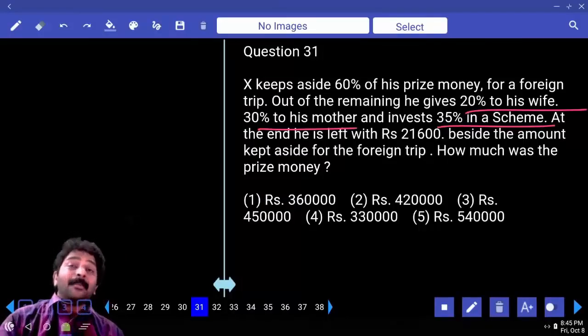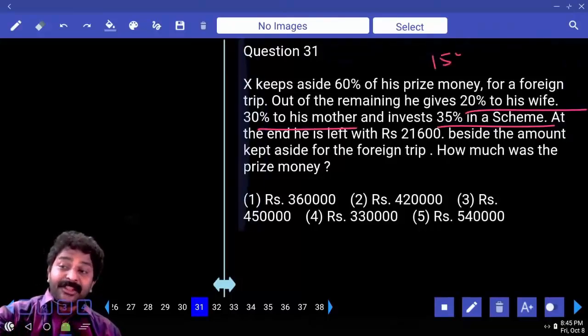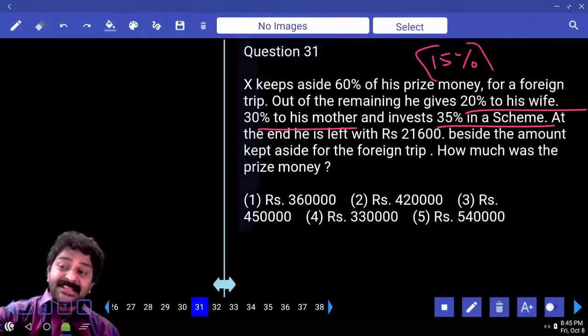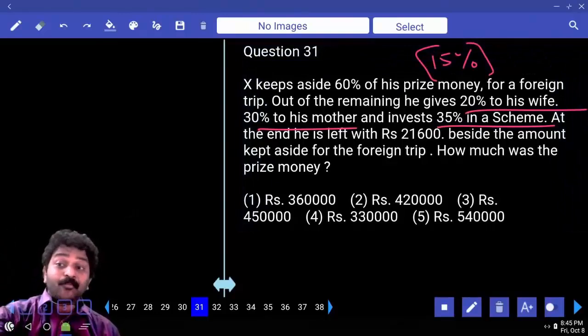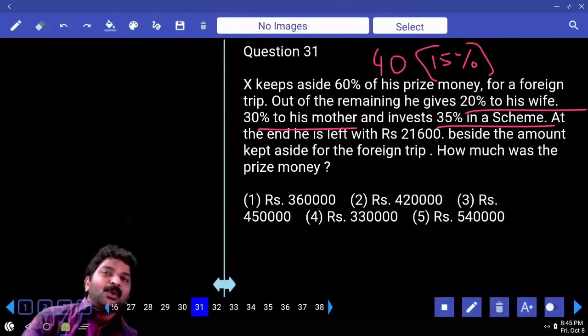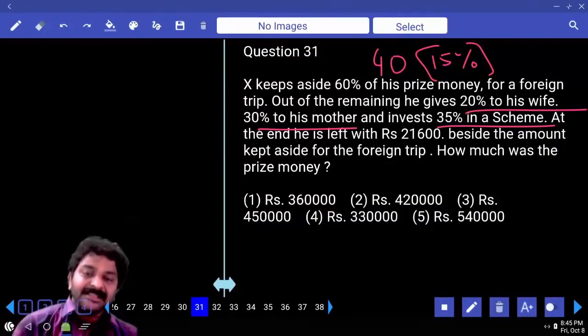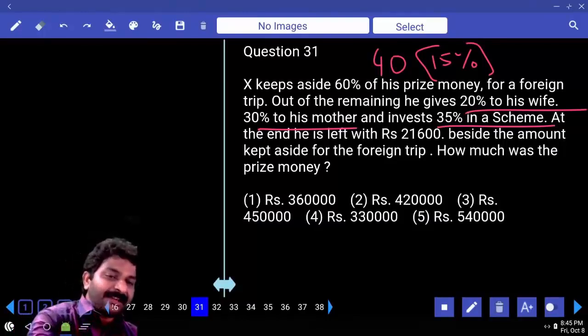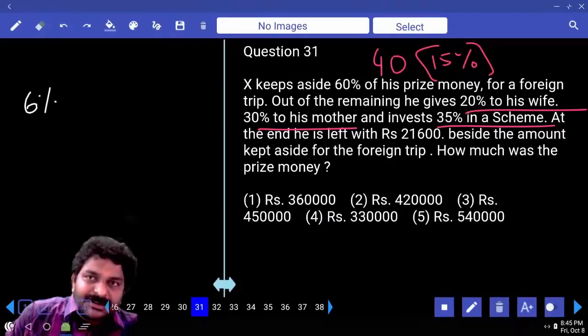80. How much is left? 15%. This 15% is calculated on what number? 40% only. What is 10% of 40? 4. 5%? 2. Then 15%? So 6% is left so far after all the expenses.